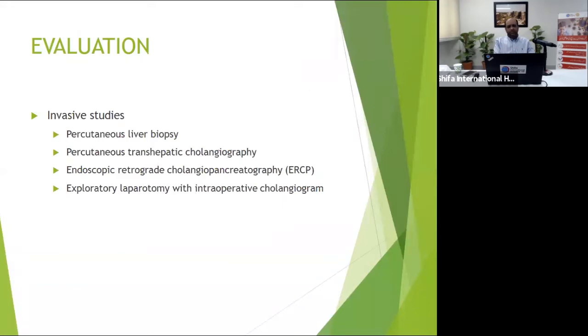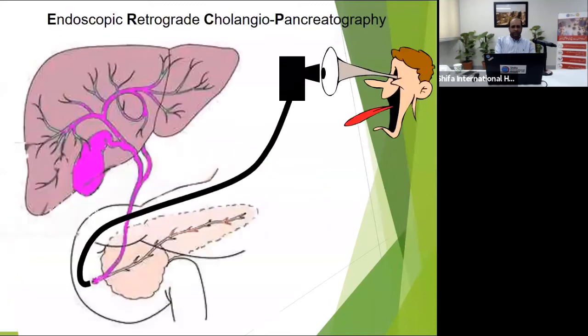So the message and learning point from this case was that, again, it is not always straightforward and simple. If there is a gallbladder, it is not always 100% that biliary atresia is ruled out. For that reason, sometimes we have to use other modalities like ERCP and also the intraoperative cholangiogram to confirm the diagnosis and proceed further.